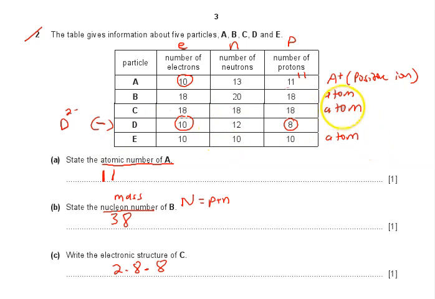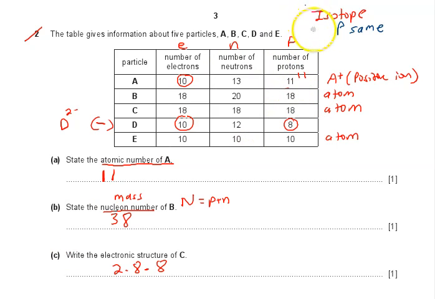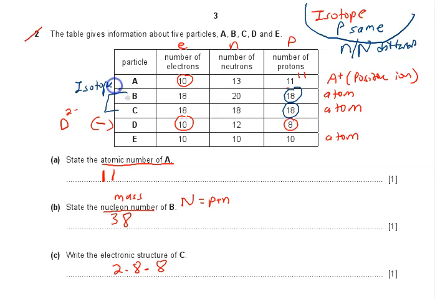Okay, now they have asked about isotope. The meaning of isotope here will be the same proton number but different neutron and nucleon number. Here will be the difference. Okay, now let us look at the same proton number here. So here we have 18 and 18, so B and C, they are the isotopes.